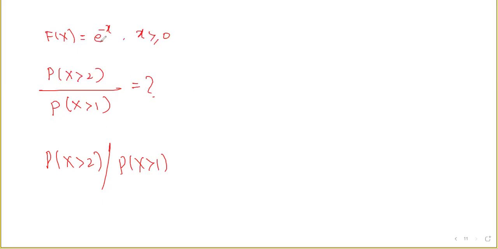Okay. So here, what have they given? They have given the distribution function. Capital F of X means distribution function, right? So to find probability, I require, how to find probability X greater than 2? How to find?